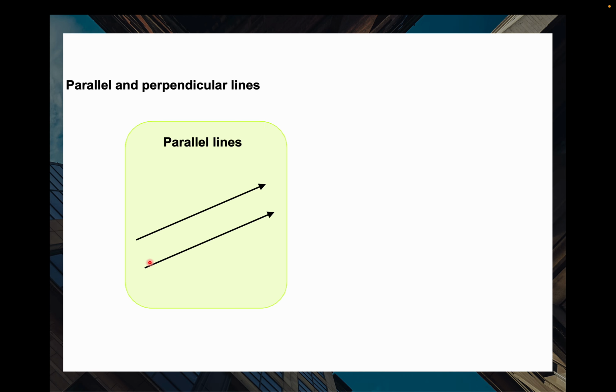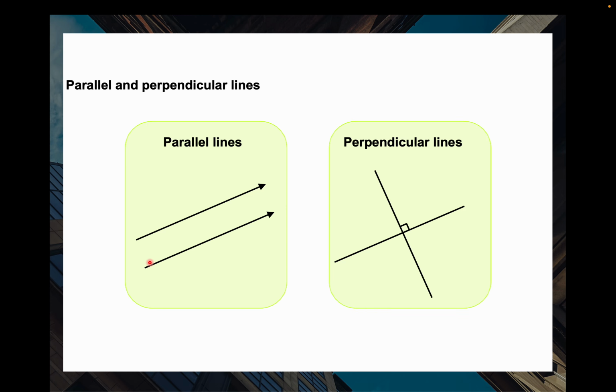Now, parallel and perpendicular lines. If two lines are parallel, they will never meet. So this line is parallel to this one, which means they will never intersect. Perpendicular lines intersect at the point of intersection at perfectly 90 degrees.